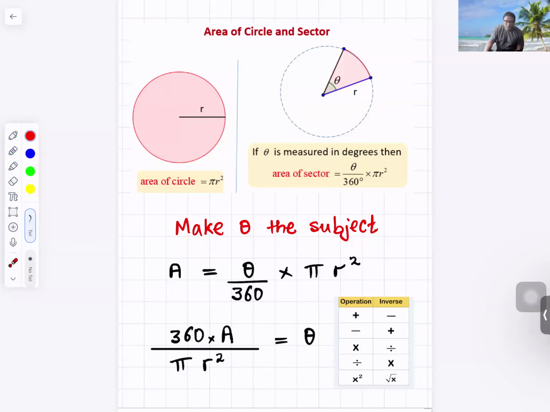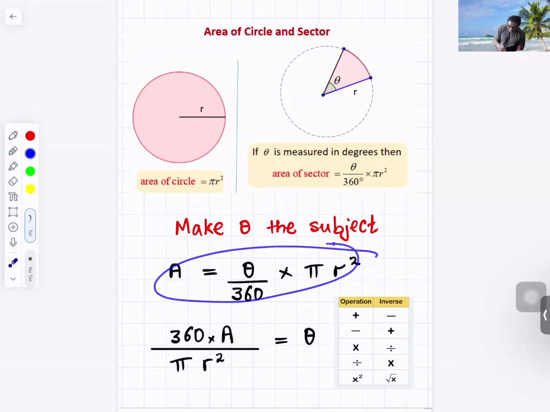So for the next question, we need this formula, the area of a circle and sector. The area of a circle is pi radius squared. And the area of a sector, think of a sector as a pizza slice, is the angle divided by 360 times pi radius squared. So it's what fraction of it? So we want to find this angle. We want to make that angle the subject. We represent angle with the letter theta, which is a Greek letter. So we want to make theta the subject.